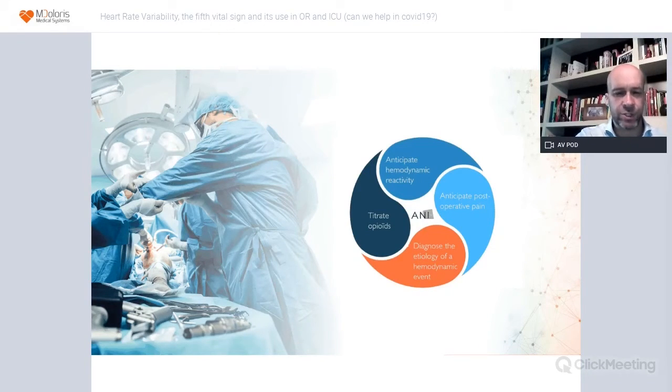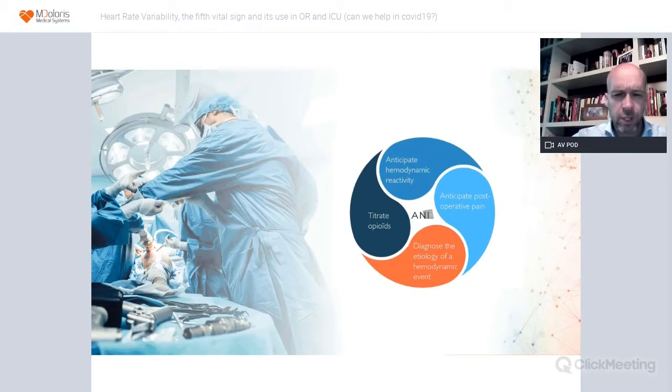It's already proven that if you use ENI during your general anesthesia, you will be able to titrate your analgesics, not only your opioids. ENI can be used during opioid-free anesthesia, can be used with blocks, can be used in any circumstance. And when you titrate your analgesics, then you will be able to improve the outcomes of your patients because you will know and detect the etiology of the hemodynamic event. So you will know if that hemodynamic event has to be treated with analgesics or not. And you will be able to predict the postoperative pain.